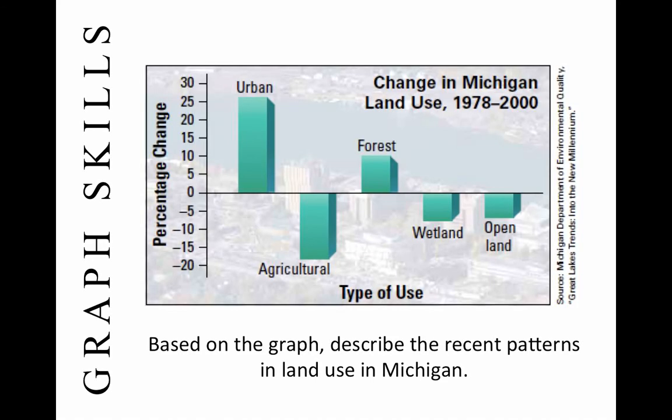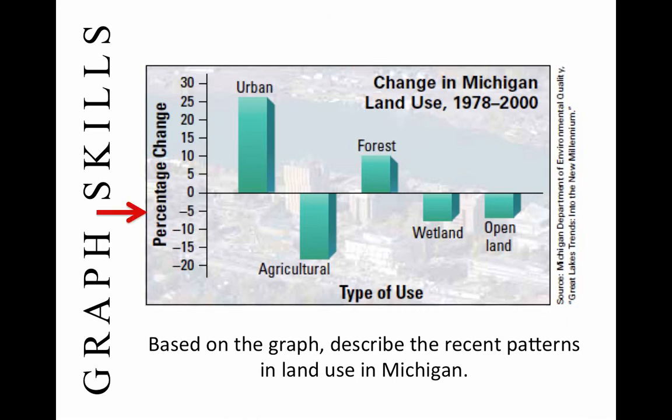Let's look at this graph to understand what is happening to the land being used around Lake Michigan, where population is growing very fast. Take a minute to look at this graph. You can pause the video if you'd like. The title of our graph tells us that we're going to be looking at how land use in Michigan has changed over time.